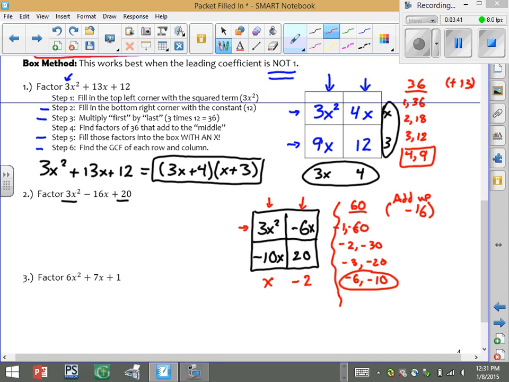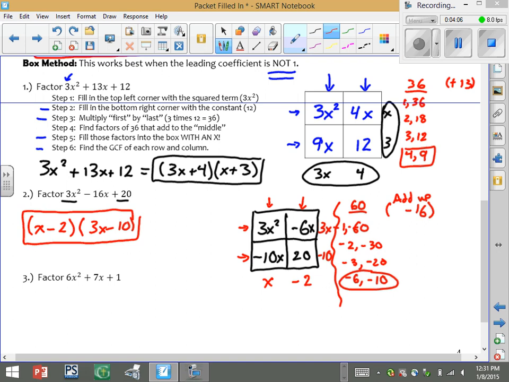With this row, we're starting with a positive 3x squared and then negative 6x, so we can pull a 3x out of that group. And this second row, you see we're starting with negative 10x, which means we're going to factor out a negative 10. So my factors here are x minus 2 in one set of parentheses, and 3x minus 10 in the other set of parentheses.